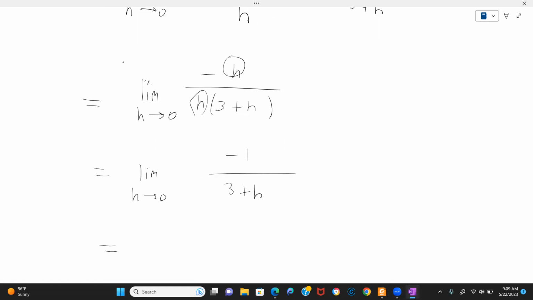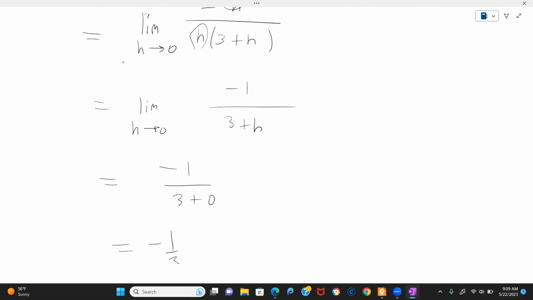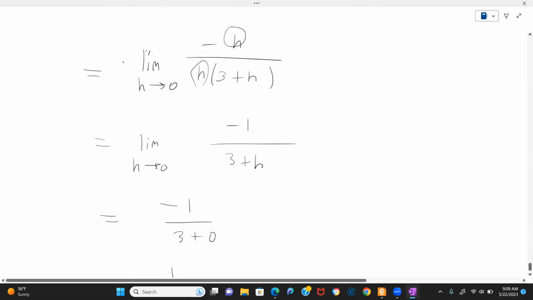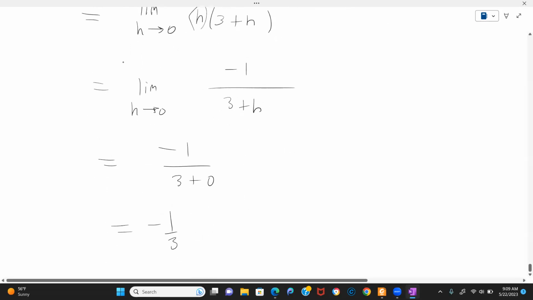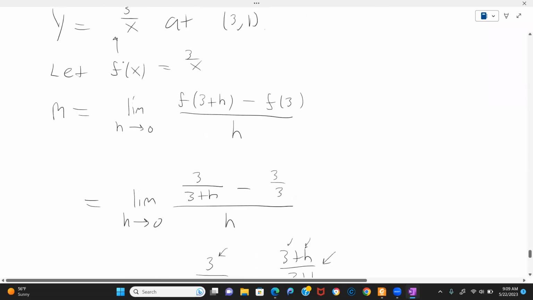And now finally I can take this limit. This is a rational function. It's continuous at 0. So I can just plug in 0 to get this, which is negative 1/3. So the answer is negative 1/3. So the slope of the tangent line is negative 1/3. And no, I can't just plug in 0 at the earlier step.